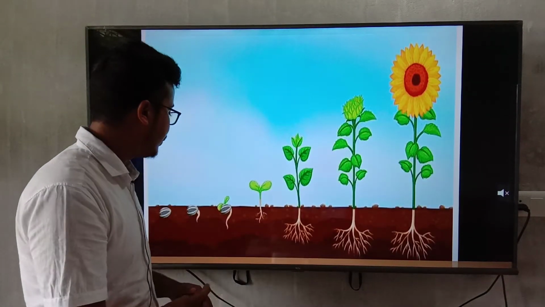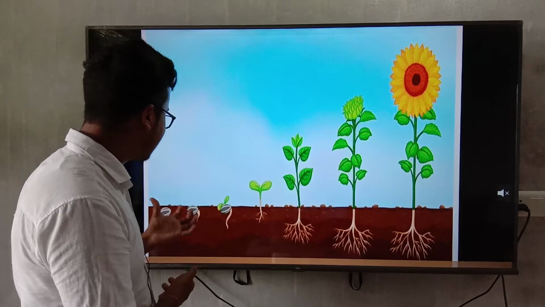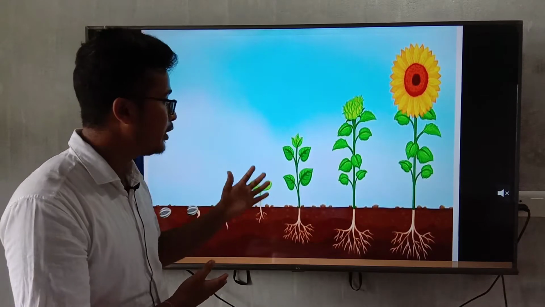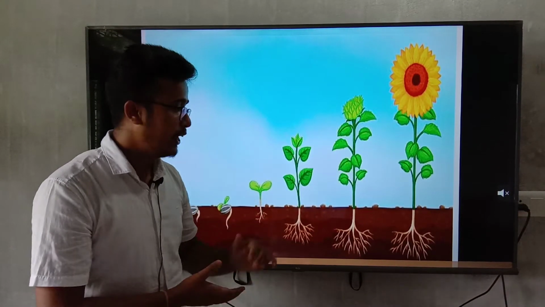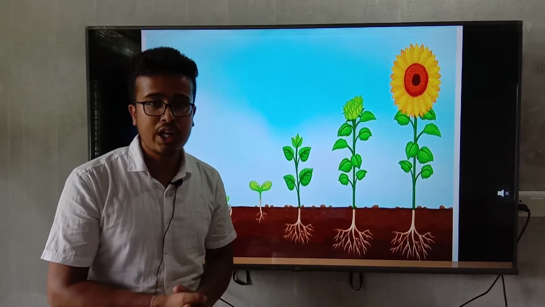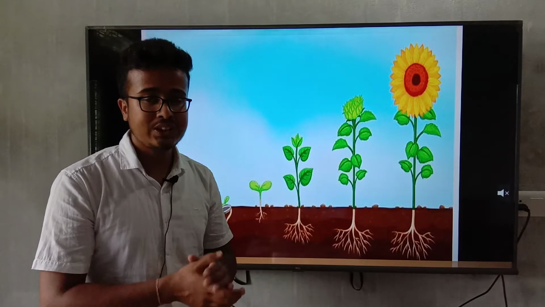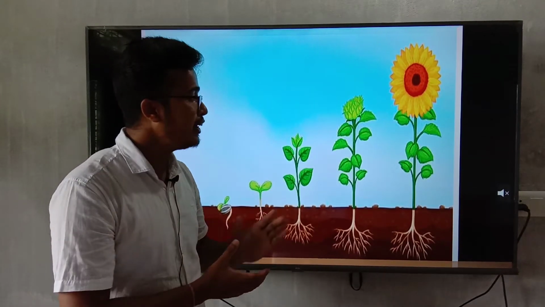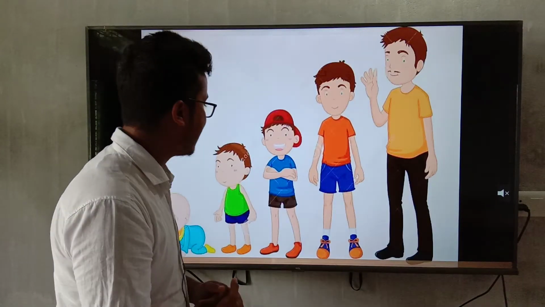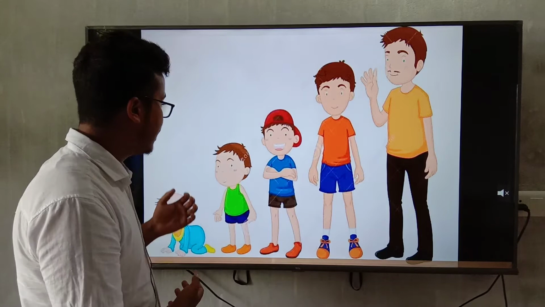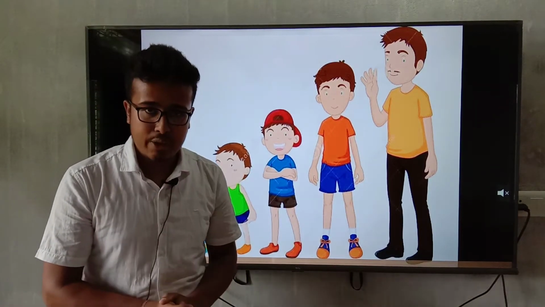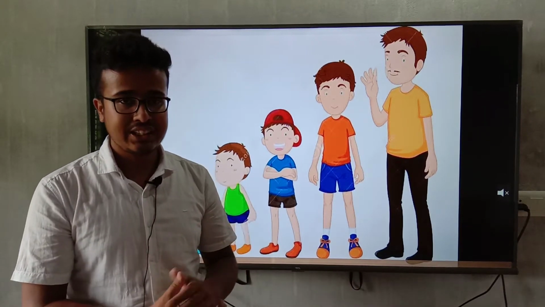Next you can see here, if we sow a seed, it will germinate. After some days or some months, it will grow into a bigger plant. Why does it increase in size and volume? Because of the dividing cells. Cells increase in number, that's why it increases in size and volume. Now here are the examples: a baby, after some years we will mature. This is due to the dividing cells; cells increase in our body.